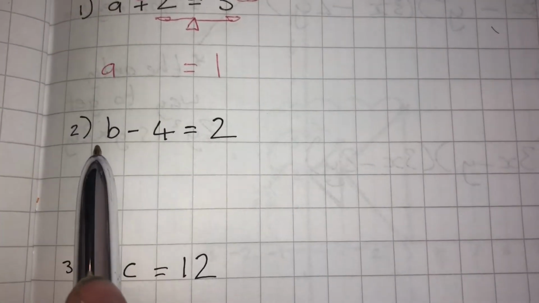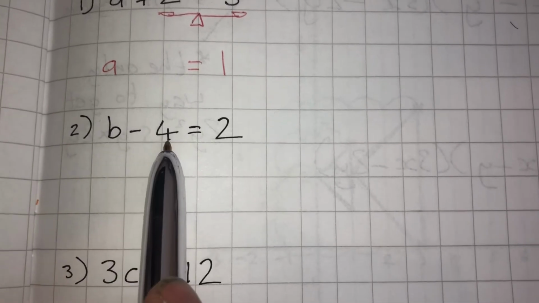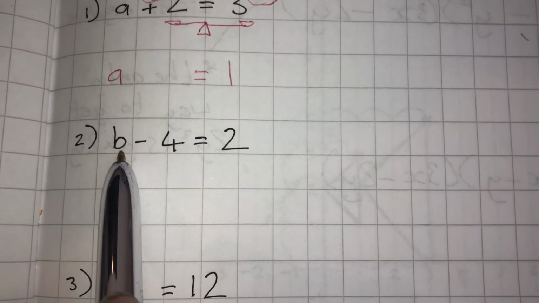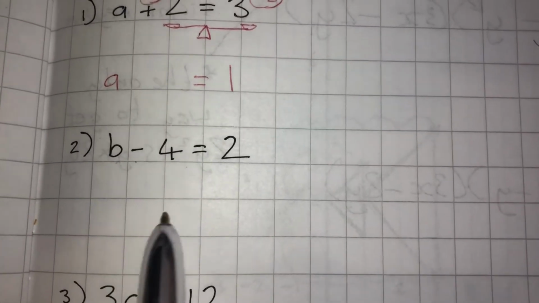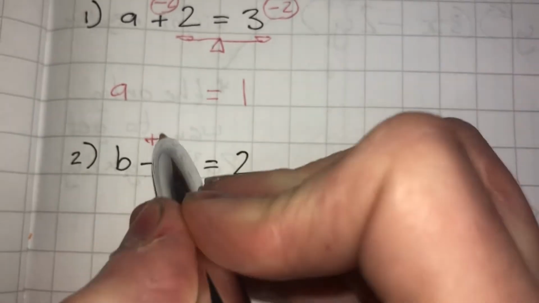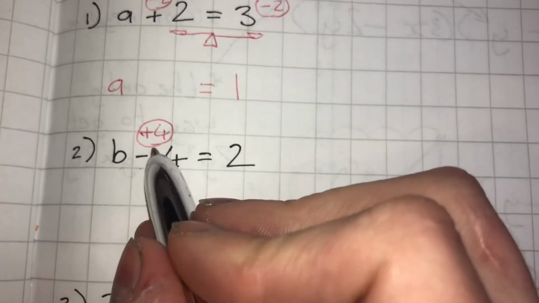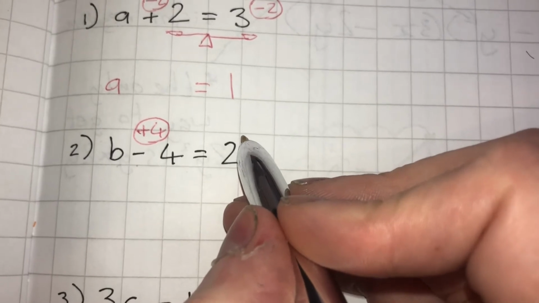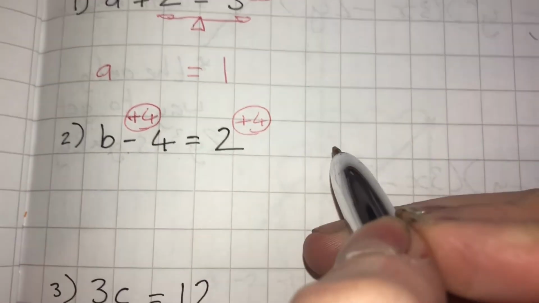Equally, if we look at our second example, b take away 4 equals 2. Okay, so what I have with the b on the left hand side is this subtract 4. So to get rid of a subtract 4, I add 4. However, if I add 4 to the left hand side, considering minus 4 plus 4 is 0, so that's going to be gone, the scales will be unbalanced.